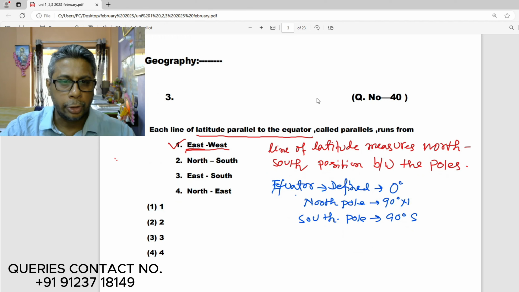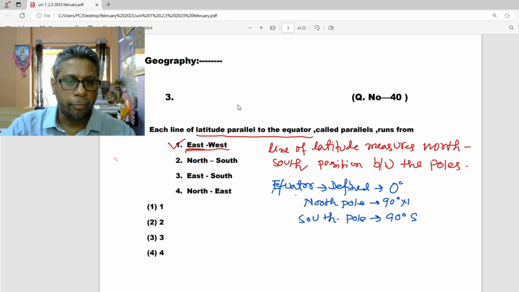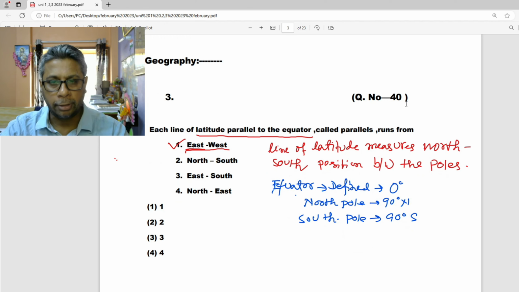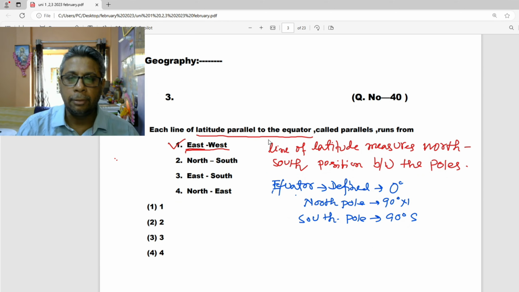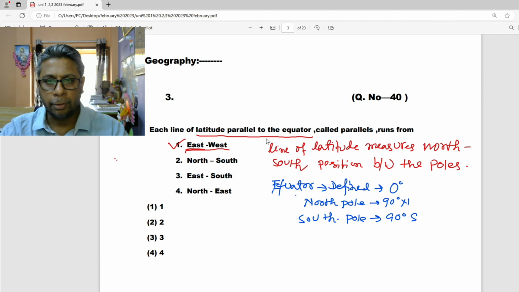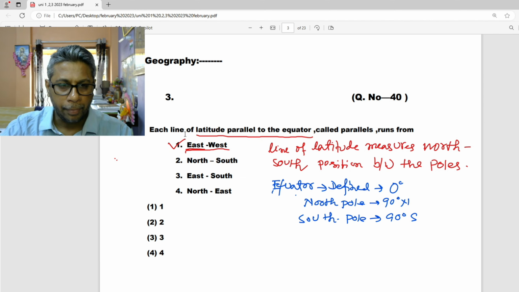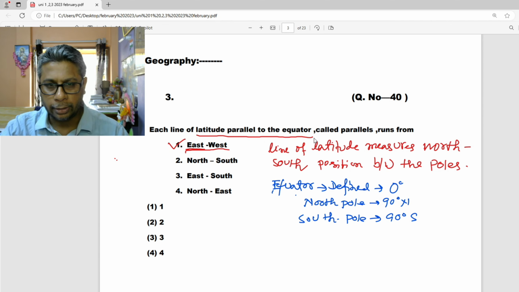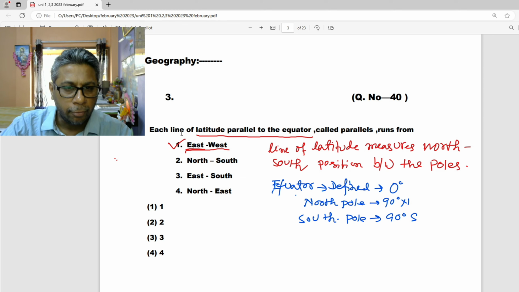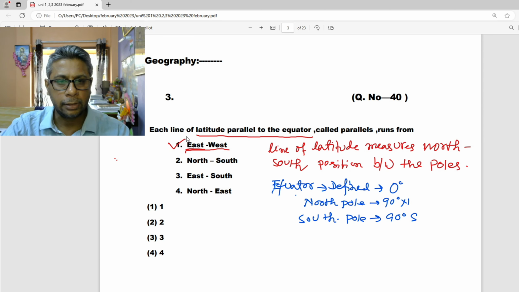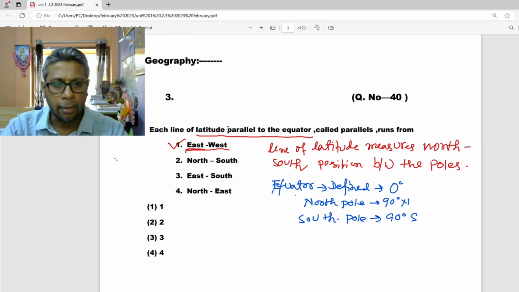Number three, geography. Question number 40 from the February 2023 paper. Each line of latitude is parallel to the equator, called parallels. Parallels run from east to west. This is very important.